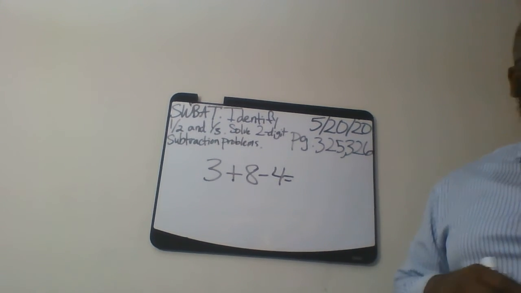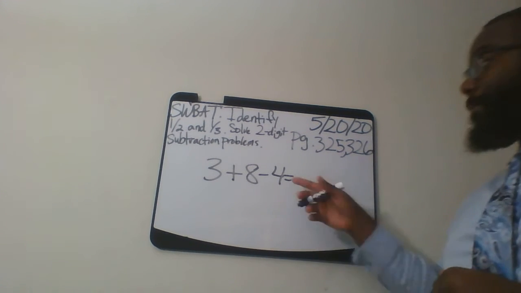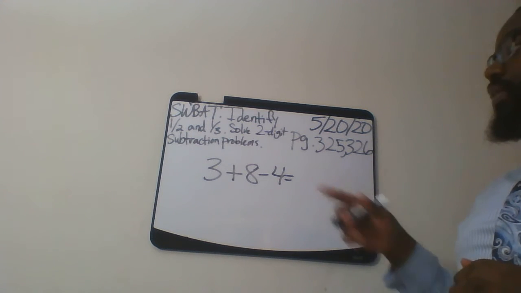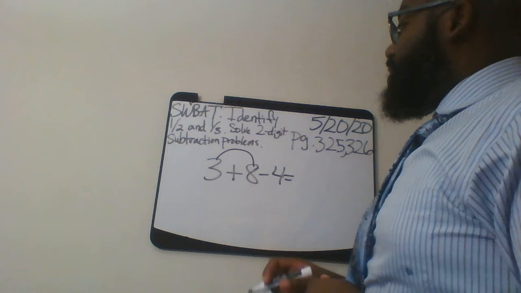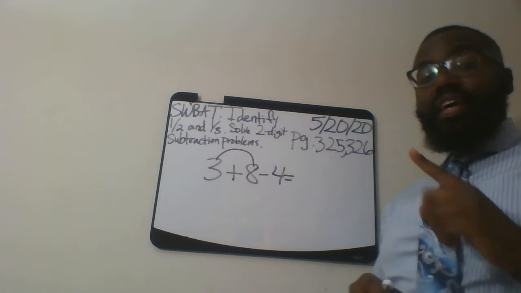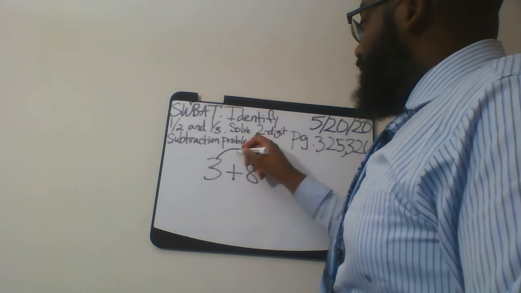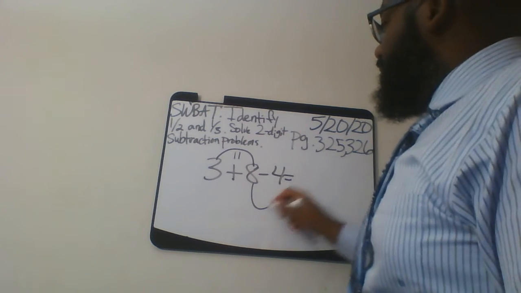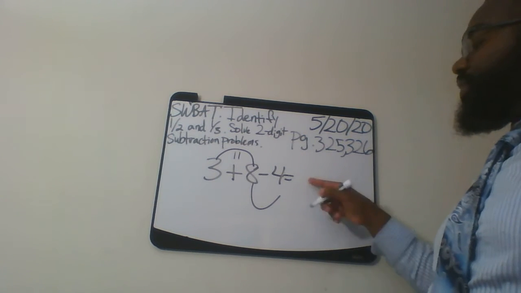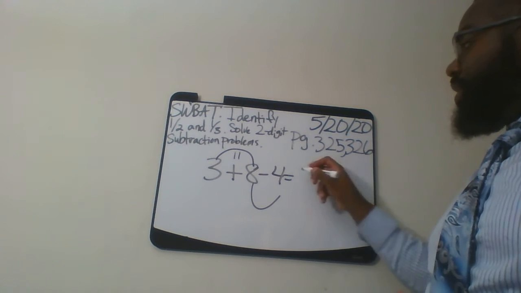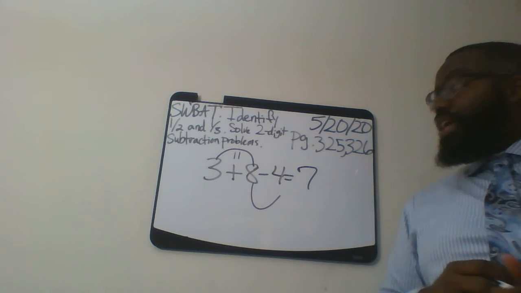Number one wants us to write the answer. Here we have 3 plus 8 minus 4. Let's begin. Start off with 3 plus 8. And that answer is 11. Yes, 3 plus 8 is 11. Next, 11 minus 4. What is 11 minus 4? That will give us our answer. 7. That is correct. So the answer is 3 plus 8 minus 4 equals 7.